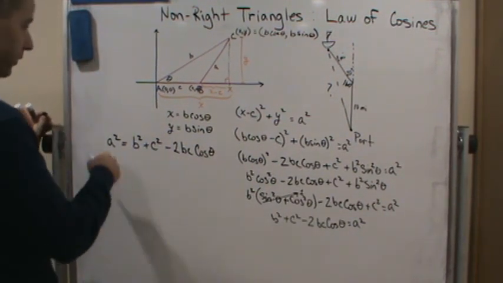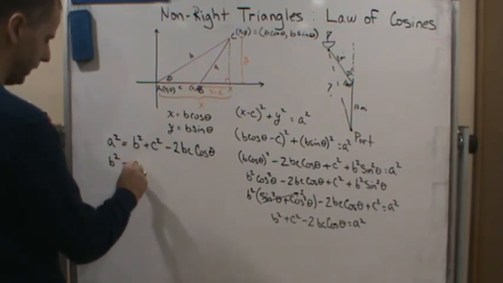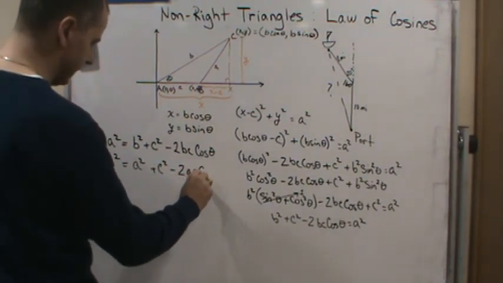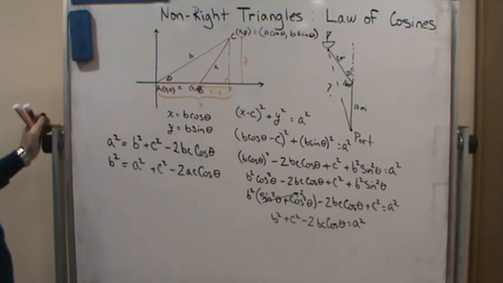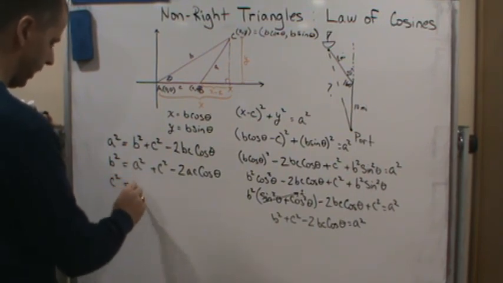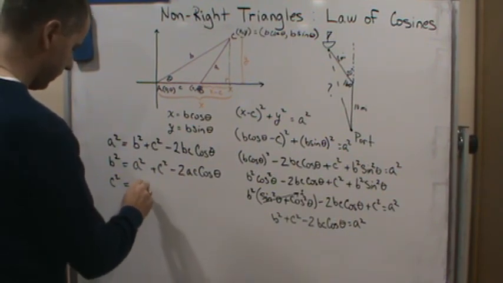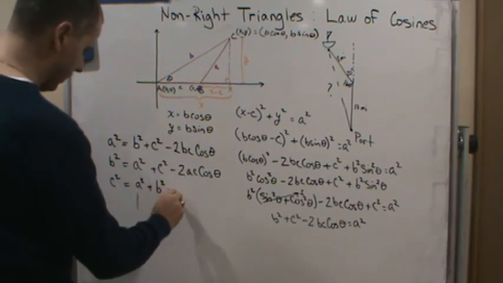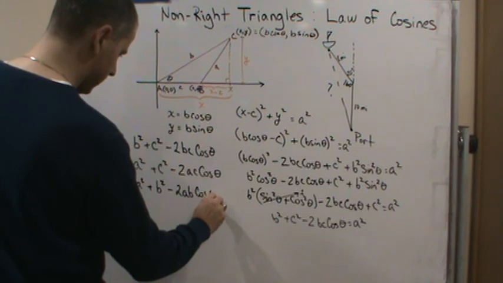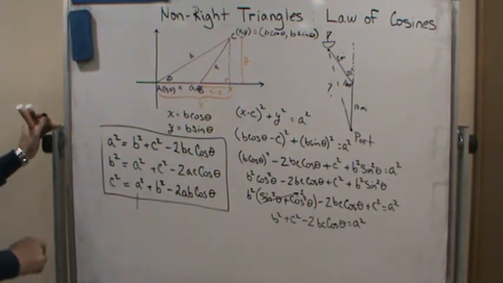Now, what if I want to solve for the other side, let's say b? Well, then it's going to be b squared equals a squared plus c squared minus 2ac cosine theta. And what about the final side? What if I want to solve for c? Well, the other one would be a squared plus b squared minus 2ab cosine theta. And so these are what we call the law of cosines.